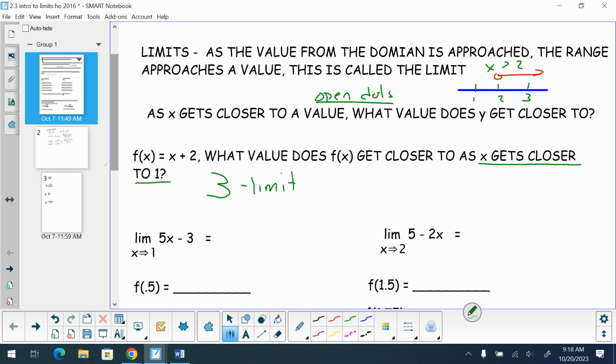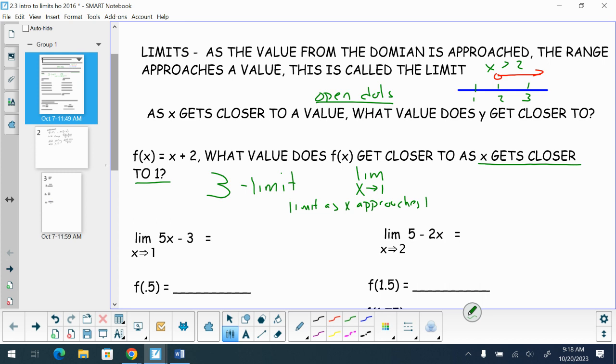Well, how do we write this nomenclature? We start this out with the limit and abbreviate the limit to lim. X is getting closer to 1. So underneath our limit, we write our x value. We put an arrow and a 1. How this is read is the limit as x approaches 1.